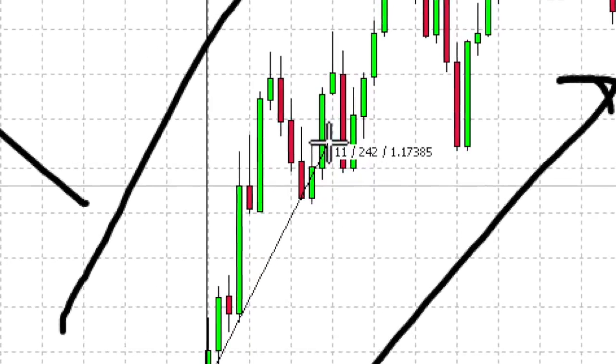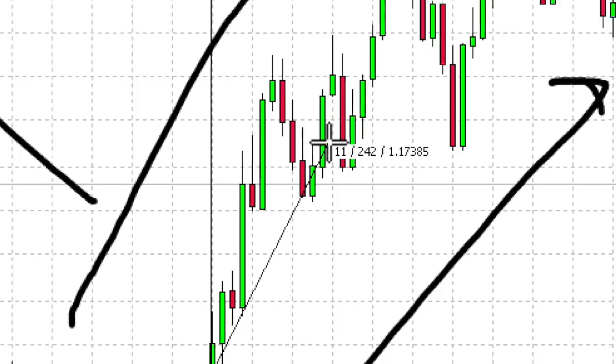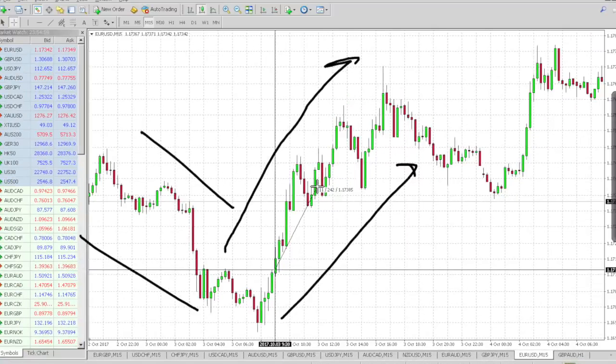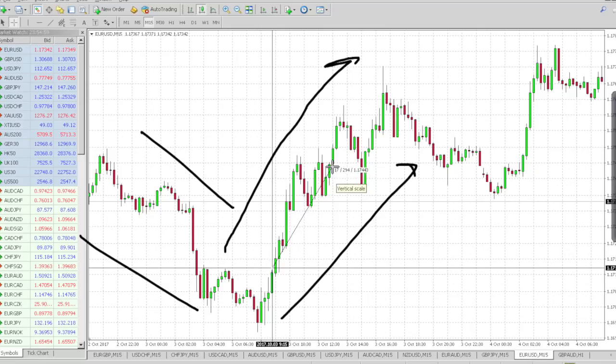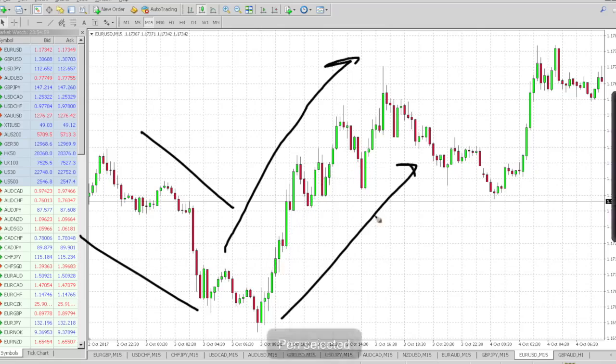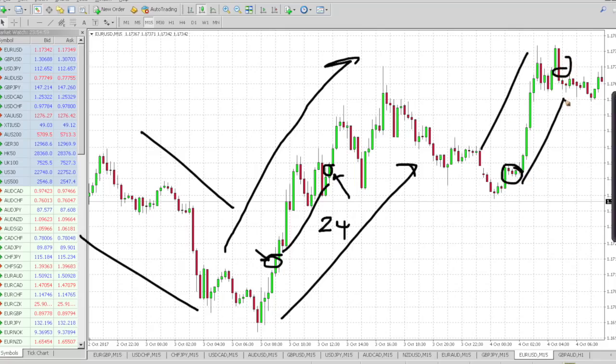I could enter here, for example, as a day trader, and capture something up to about there. You can see 242 at the center, so that's 24 pips. I buy somewhere here and sell somewhere there, and I get 24 pips. That's it, I'm out. And I go for the next trade, I may buy here and sell there. So I'm capturing the very short-term trends within the day.